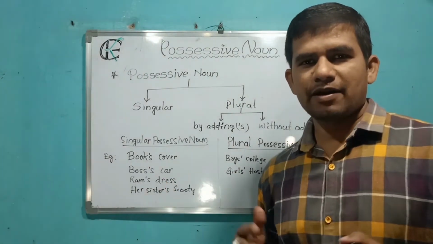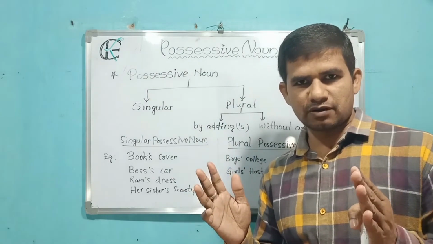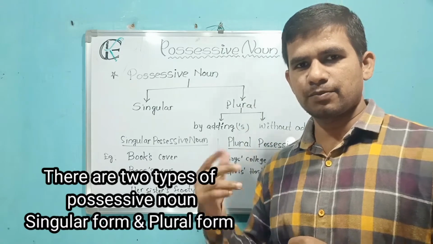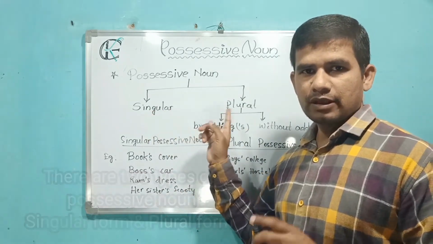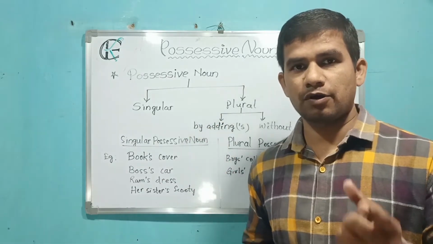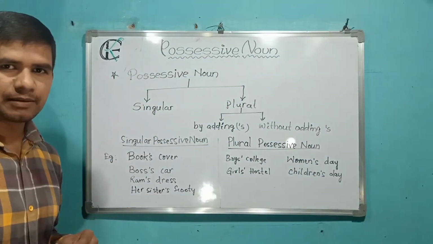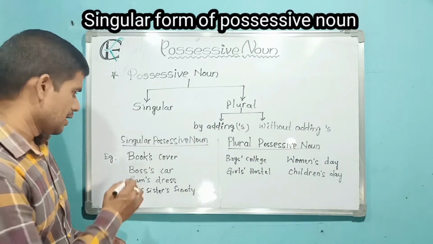See friend, our next point is possessive nouns: how to write possessive nouns. There are two types of possessive nouns, one is the singular form and another is the plural form. So how to write the singular form of a possessive noun, and how to write the plural form of a possessive noun. Let's see some examples. First of all, the singular form of possessive noun.